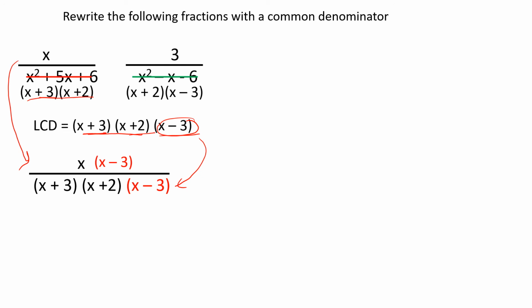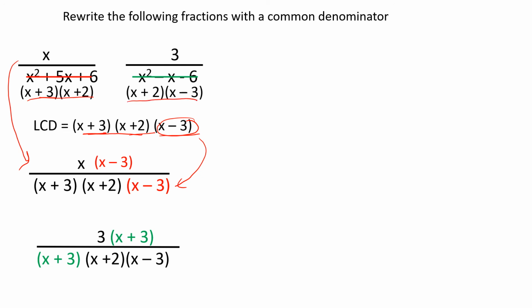Now let's look at the second fraction. The second fraction here, this is x plus 2, x minus 3, right? What's missing in the LCD is this x plus 3. So notice that that's why we put the x plus 3 on the bottom and the x plus 3 on top. And so we've now rewritten those two fractions. And that's all they're asking you to do at this time, is just to rewrite the fractions so they have a common denominator. That's that simple.